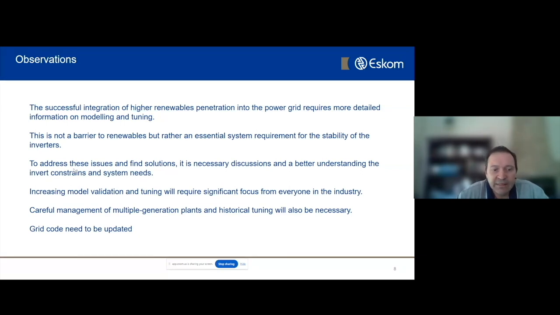And this requires that many of the functionalities in the grid code, which often lag what the inverters can do, and lag what the requirements of the grid need, need to be updated. So we need to continuously look at updating the grid codes to enhance the requirements to make sure that we get the full capabilities out of the inverters and make sure that the collaboration and integration is done to ensure grid stability.